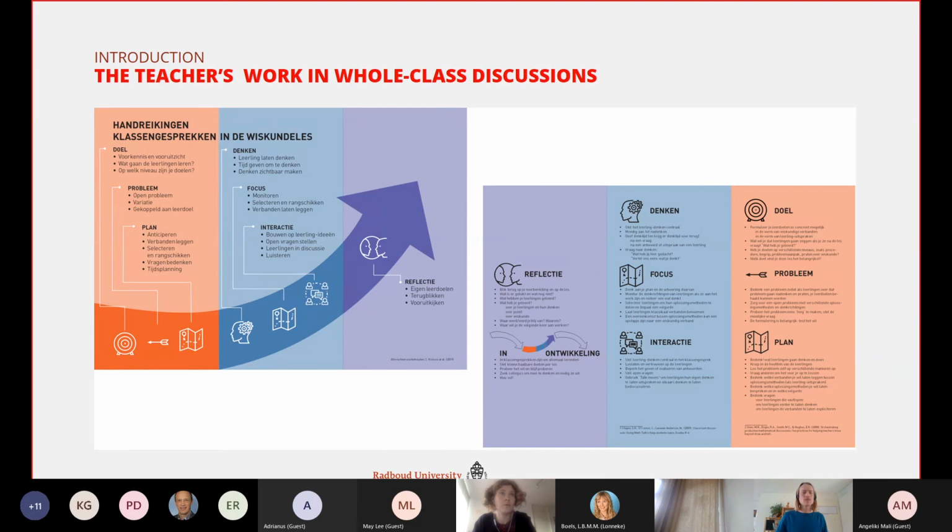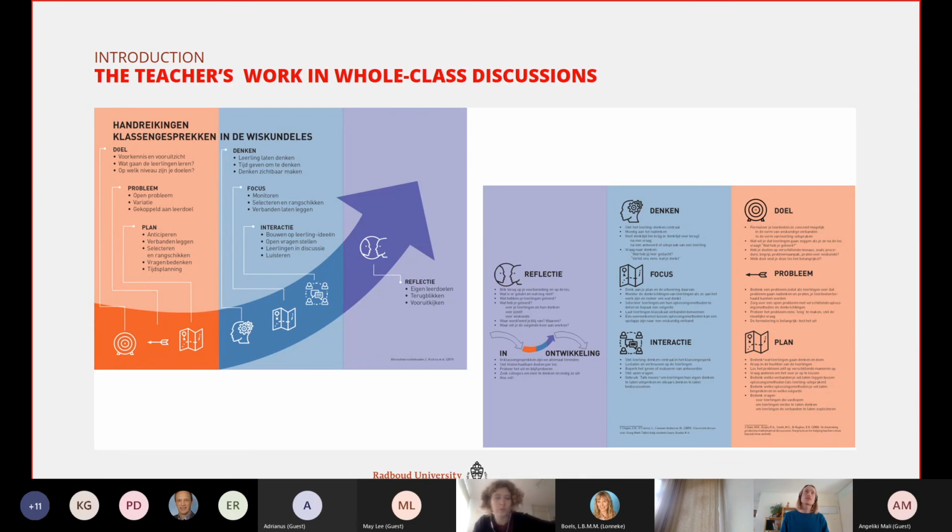One example of one of the guidelines, finding connections between different solution methods, is something that doesn't happen very often in whole class discussions that I've seen. Students are not used to this. I heard some of you suggesting this already, finding these connections, but it's not something that's very obvious for teachers and students.